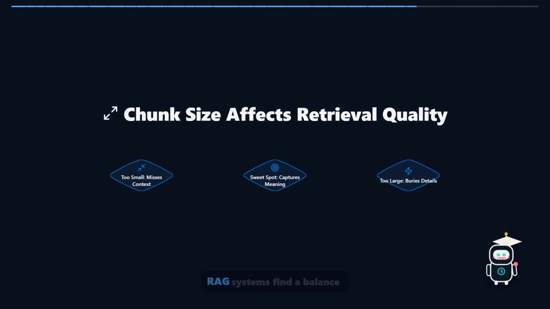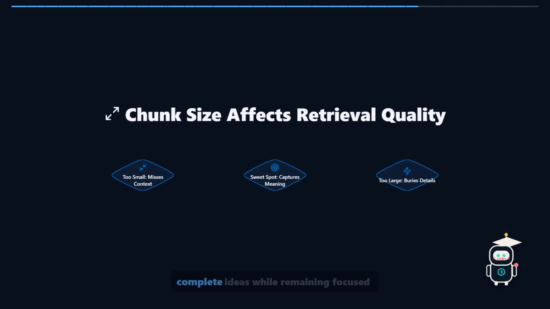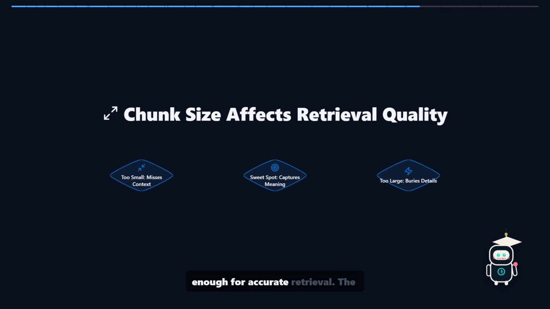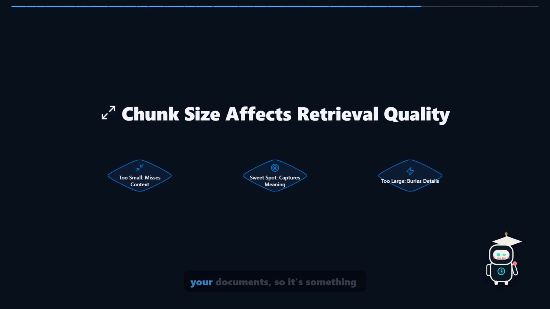Most successful RAG systems find a balance by creating chunks that preserve complete ideas while remaining focused enough for accurate retrieval. The optimal chunk size depends on your documents, so it's something you should measure rather than guess.